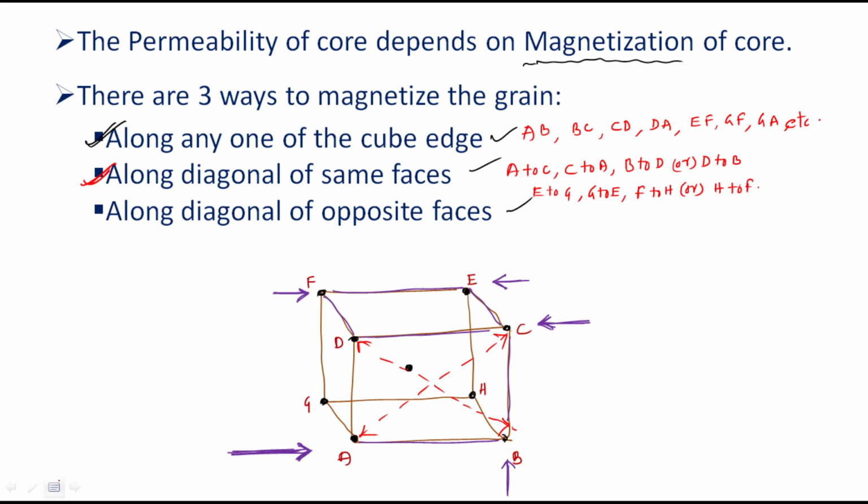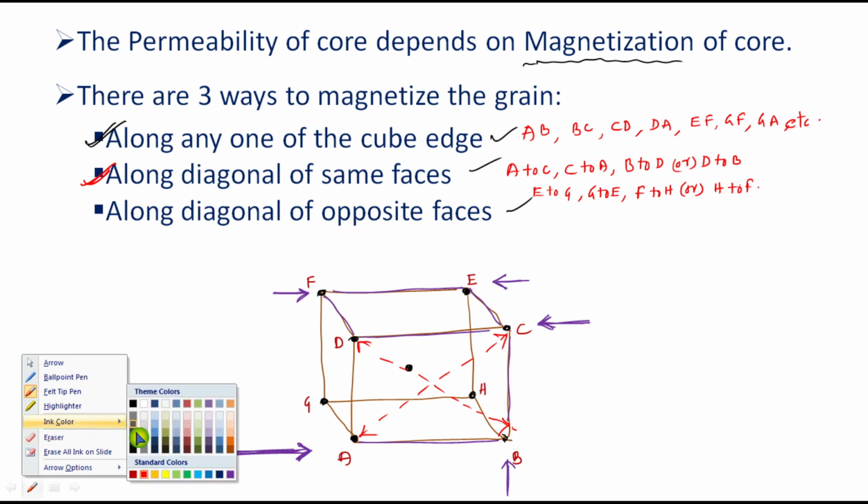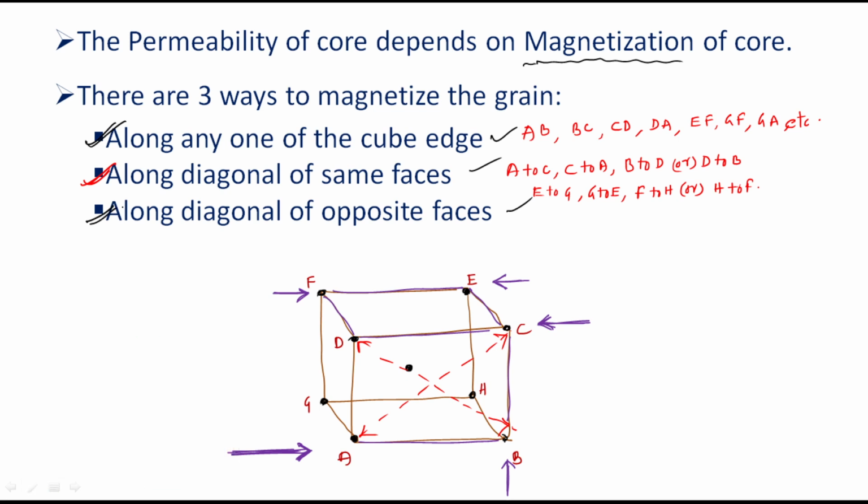So next one, along diagonal of opposite faces. Along diagonal of opposite faces from A to E, or from B to F, or from G to B, or from H to D. Let us say A to E, or E to A, or B to F, or F to B.